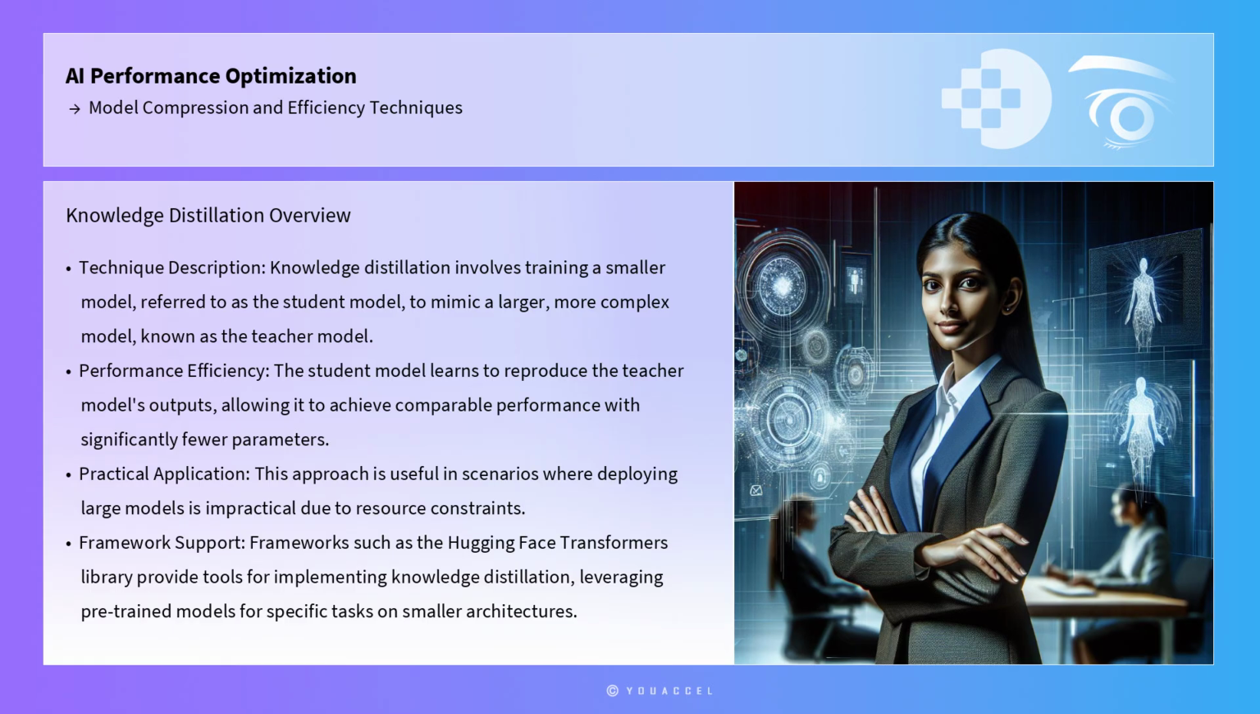Hinton et al. demonstrated that knowledge distillation could effectively compress large models while maintaining accuracy. Frameworks such as the Hugging Face Transformers library provide tools for implementing knowledge distillation, allowing practitioners to leverage pre-trained models and fine-tune them for specific tasks on smaller architectures.